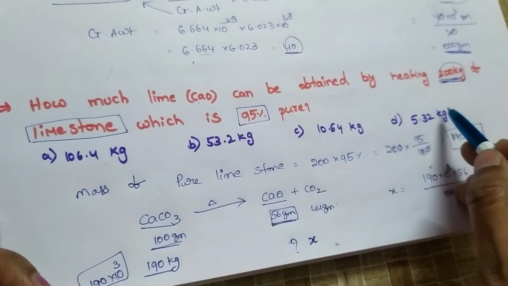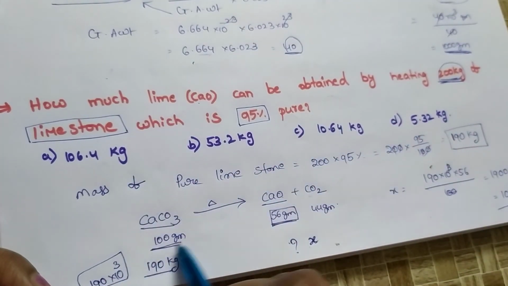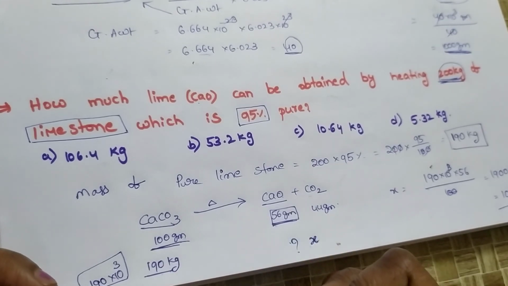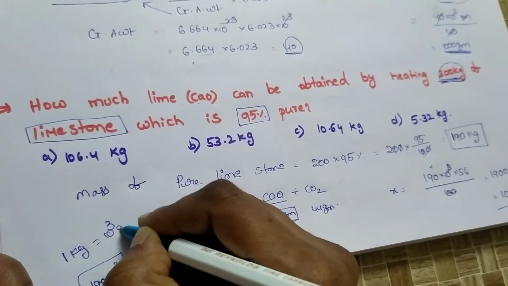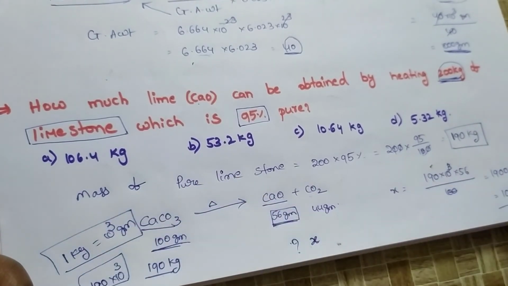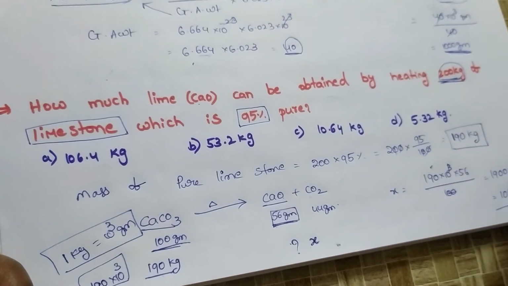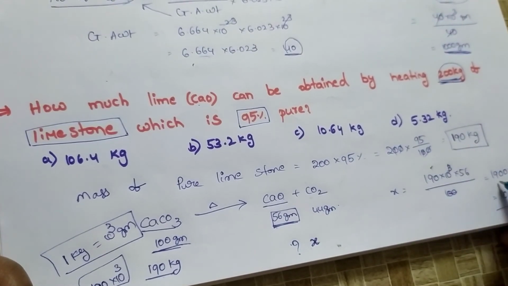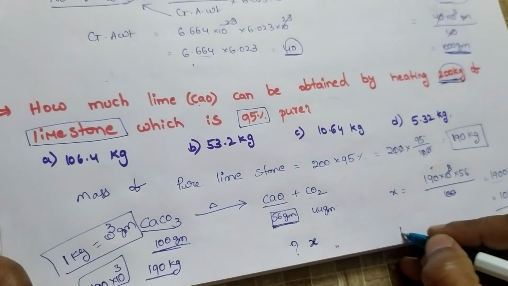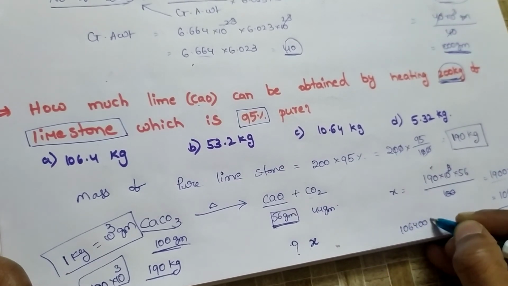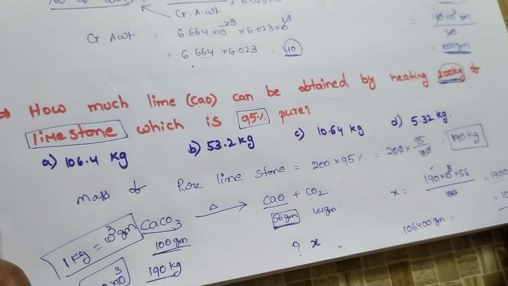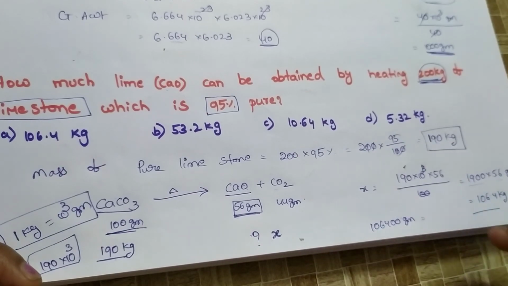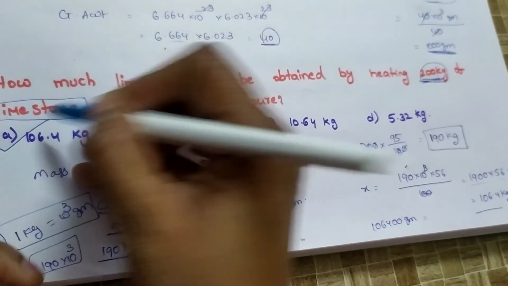All the options are in kgs, so we can maintain that. Otherwise you can also change this into grams, that is your wish. Anyway, we know the relation 1 kg is equal to 10 cube, 1000 grams. By using this relation we can convert. Here 1900 into 56 we got in grams. After multiplying this you will get 106,400 grams. We want to convert into kg, so moving 3 digits this side, you will get 106.4 kg. So I will go with the first option.